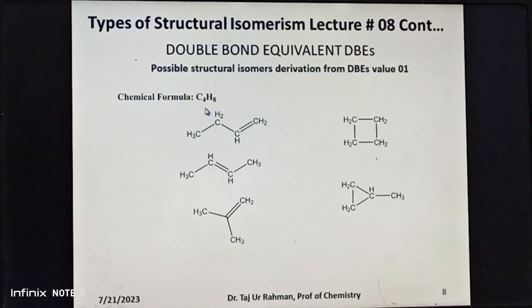Look at this molecular formula C4H8 with the DBE value of 1, and these are the possible structural isomers which have been drawn from this molecular formula C4H8. Among these possible isomers, these 3 are open chain and the remaining 2 are cyclic in nature.